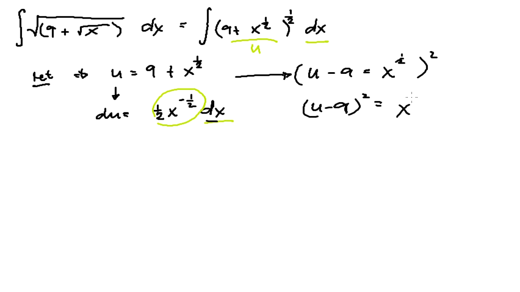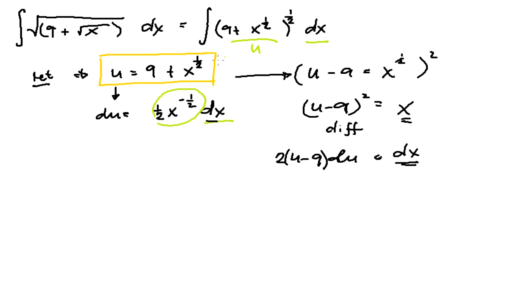So from here we can now differentiate so that we can find the dx. Okay, from here we have 2 times u minus 9, then the derivative of this is du, right? So we have 2 u minus 9 du, then that is equal to our dx. So now we can substitute all our values. So we have u, and then our dx is this one.